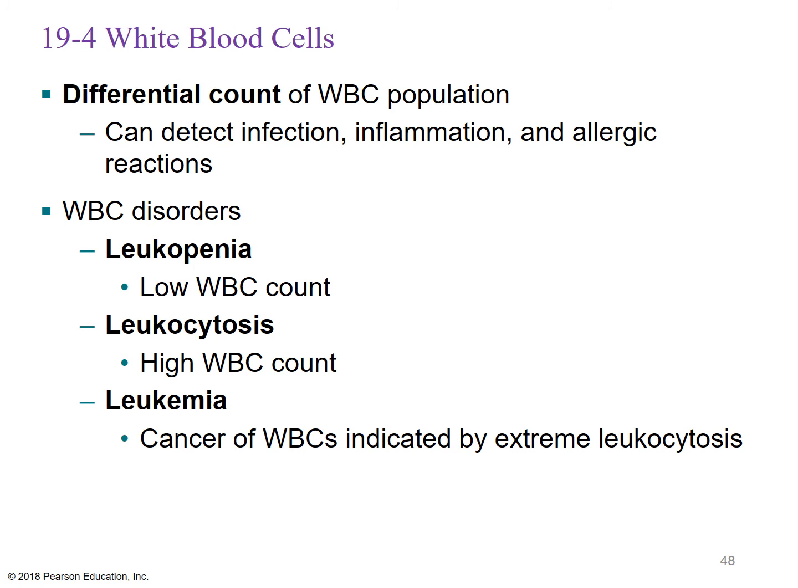There are a number of terms that you will want to remember about white blood cell disorders. So leukopenia is a low white blood cell count, whereas leukocytosis is a high white blood cell count. Leukemia is cancer of white blood cells that is indicated by extreme leukocytosis.